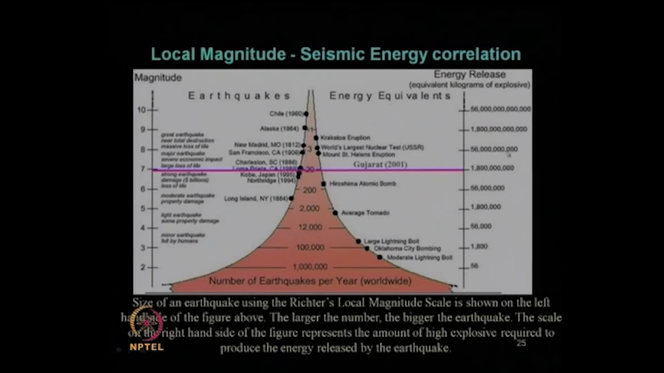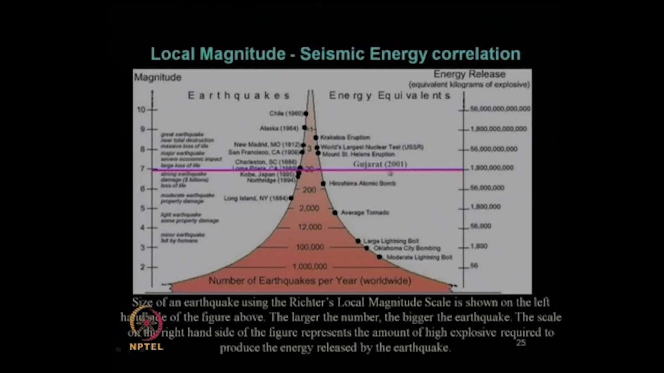So, you can see the numbers, huge numbers, and the x axis shows the number of earthquakes per year worldwide. Obviously, for large magnitudes there will be several thousands or hundreds of earthquakes, but for very large magnitude, say more than 7, there will be very few earthquakes, which is obvious.